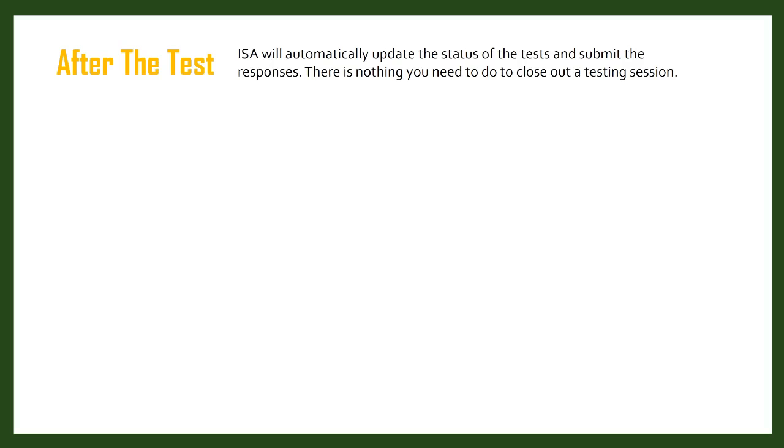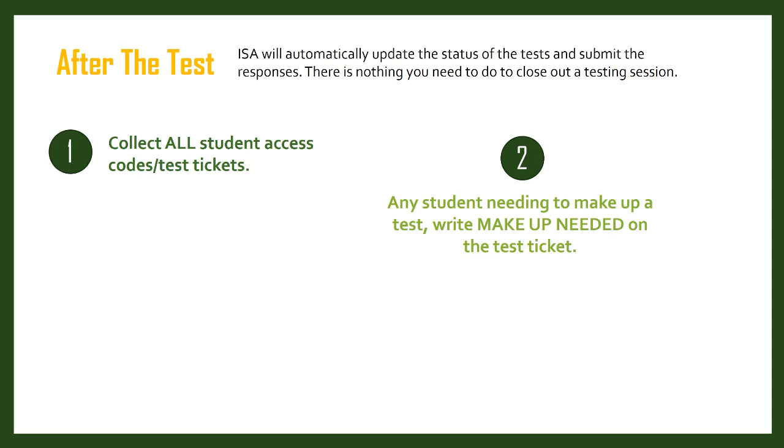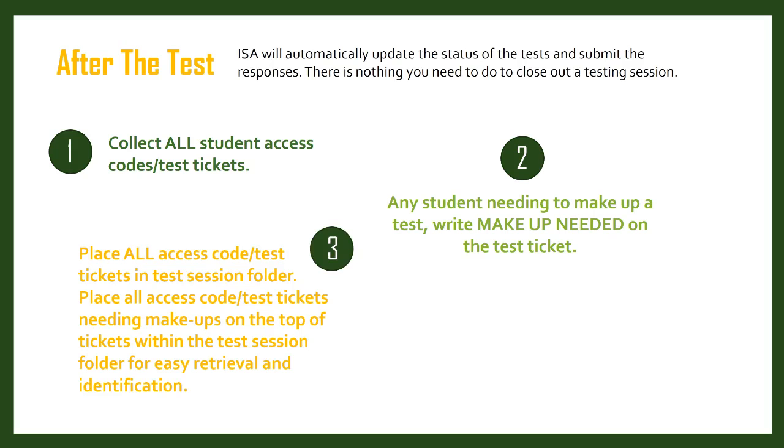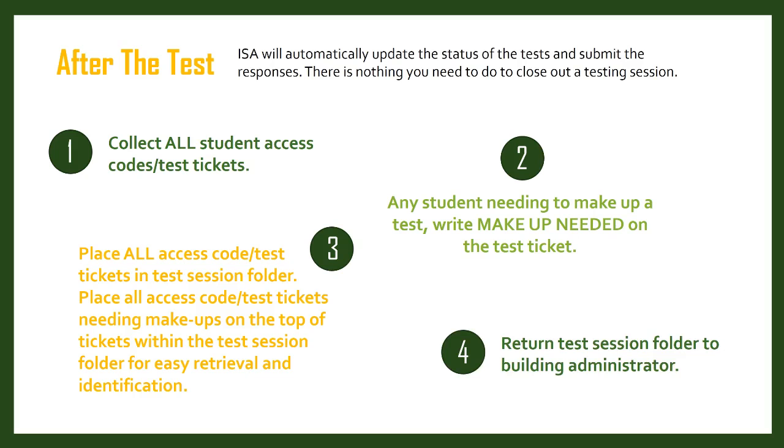The ISA app will automatically update the status of the test when it is completed and will submit the student responses. There is nothing that you need to do to stop the test session. However, after testing, collect all student access code test tickets. For any student needing a makeup test, write makeup needed on the test ticket. Place all access code test tickets back into the test session folder and place any student access code tickets that need a makeup on the top for easy identification and retrieval. Lastly, return your test session folder to your building administrator.